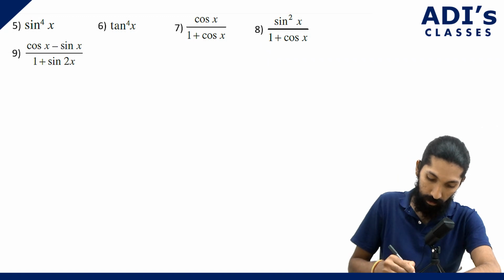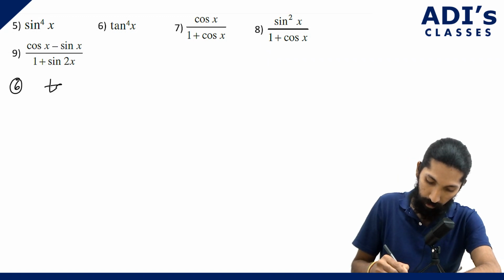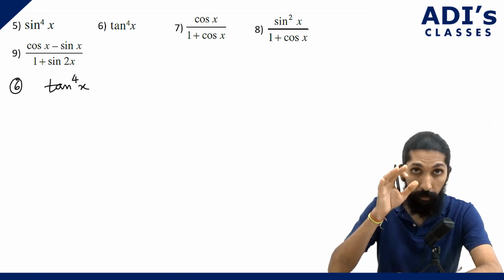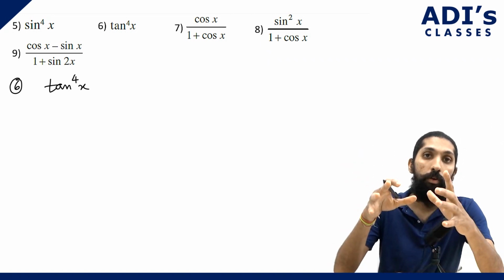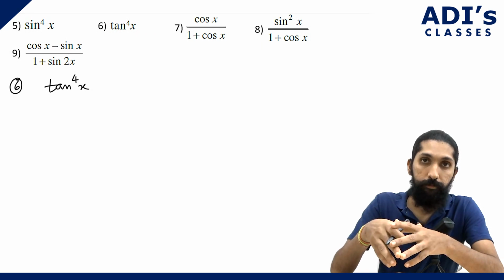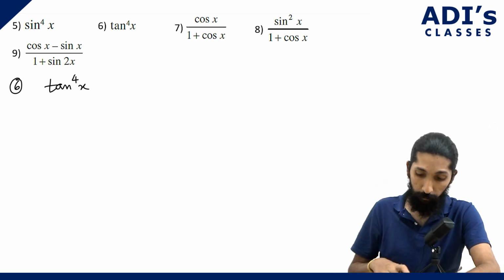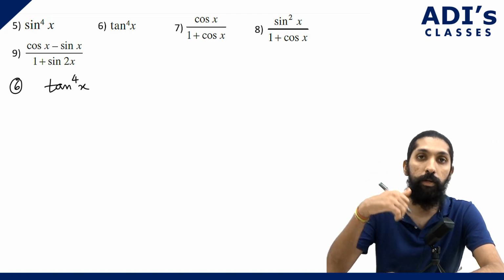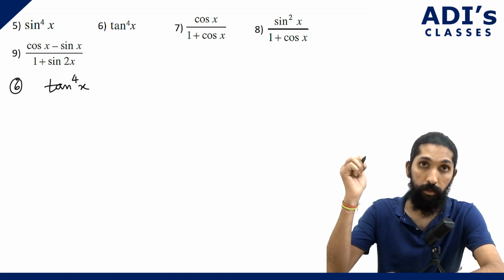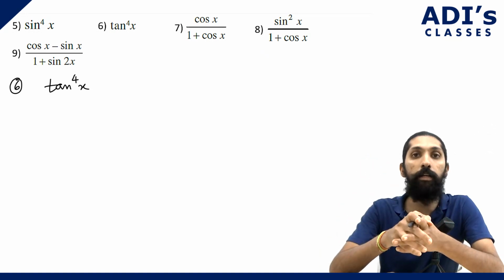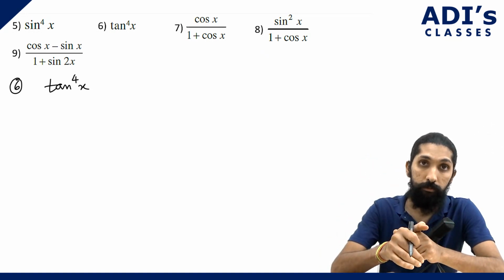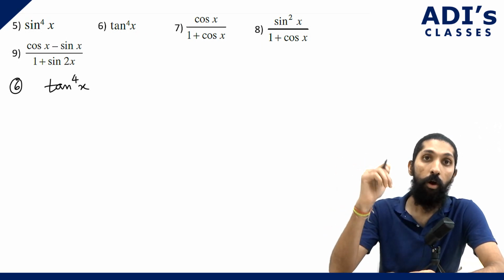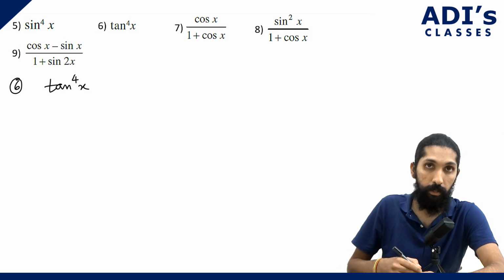The sixth one, tan power 4x, right? So tan power 4, you can write it in two ways. Fair enough? So the first way is you can write it as (tan square x) whole square, where tan square x you can write it as secant square x minus 1. Okay, so that is one way of doing this.